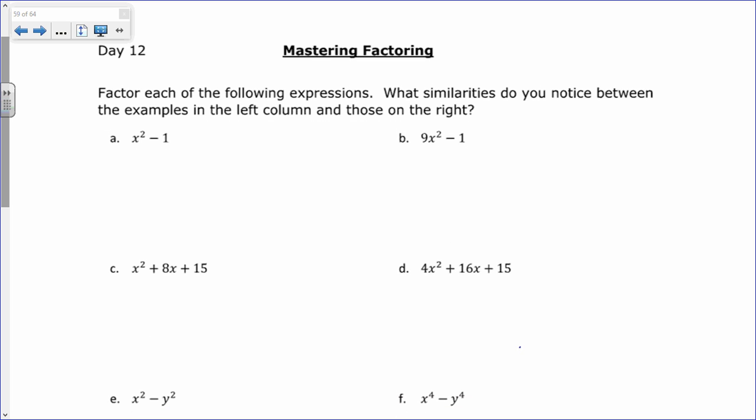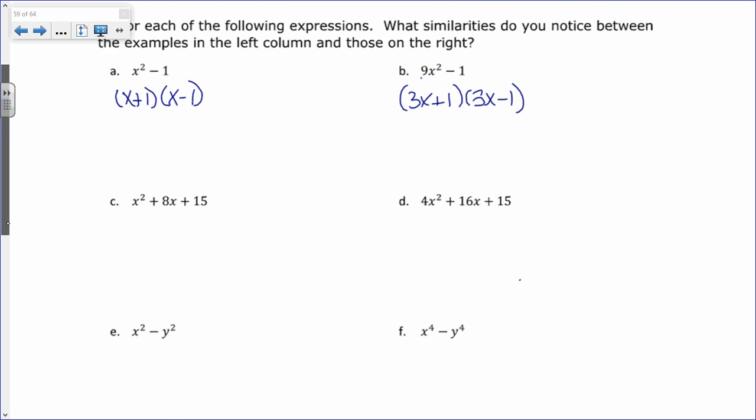For each of the following expressions, what similarities do you notice between the examples in the left column and those on the right? Well, for A, we have x squared minus 1, which is the difference of two perfect squares. So we have x plus 1, x minus 1, and that's what we call a good twin, bad twin. For B, it's the same type of problem, except that now I have a 9 in front of the x squared, but otherwise everything works the same. So it's 3x plus 1, 3x minus 1. Okay, good twin, bad twin.